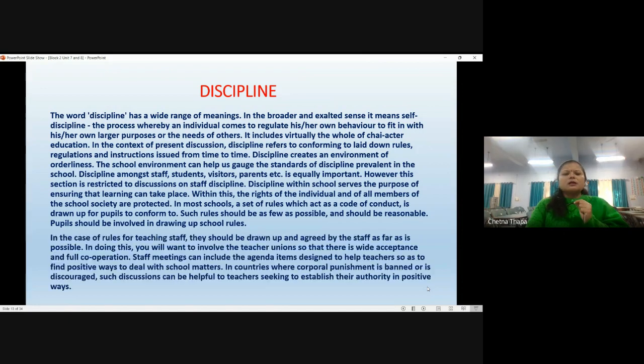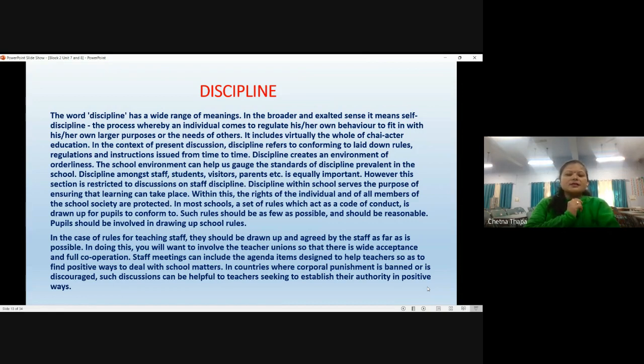Now, when we are doing it for the teaching staff, the rules should be drawn up and agreed by the staff members as far as possible. When we are framing certain rules or regulations, you should involve the teacher unions or the teachers, and they should have wide acceptance of those rules. They should also give full cooperation. Even during the staff meetings, you should include agendas, so that the teachers give you positive ways to deal with school matters.